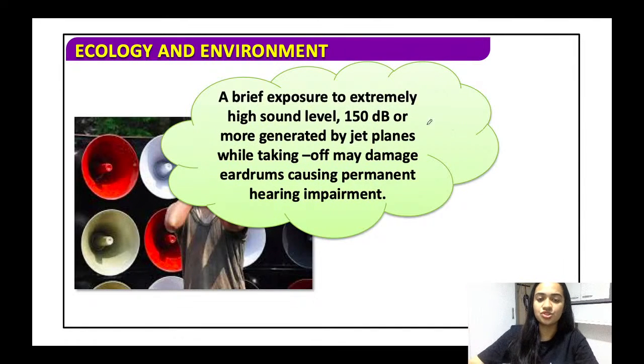A brief exposure to extremely high sound level of 150 decibels or more, generated by jet planes while taking off, may damage eardrums causing permanent impairment. So इसकी इतनी हाई होती है ये डेसिबल्स की कभी कभी it may lead to deafening. ठीक है.